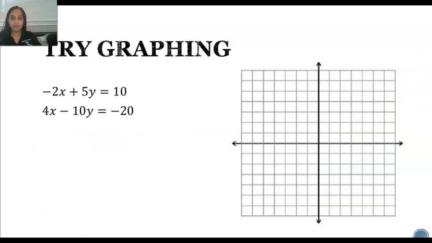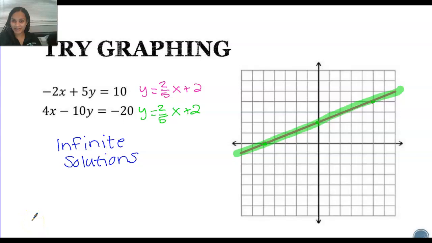Go ahead and try this one on your own. Pause the video here and you'll see my solution in just a minute after you try it. How about it? Did you get the answer right? If you graph this properly, both of the graphs actually turned out to be the exact same thing. And when that happens, you get infinitely many solutions. All right, let's keep going.